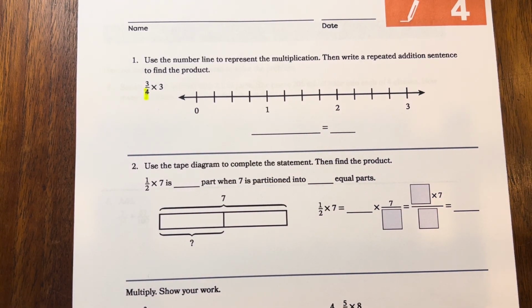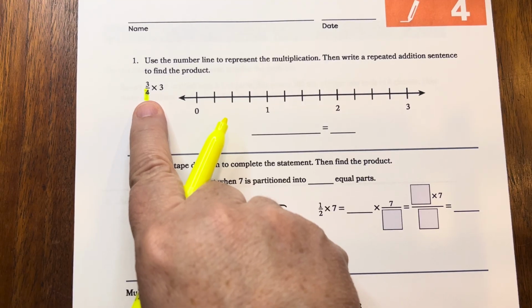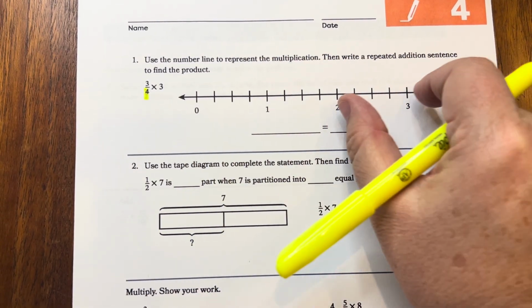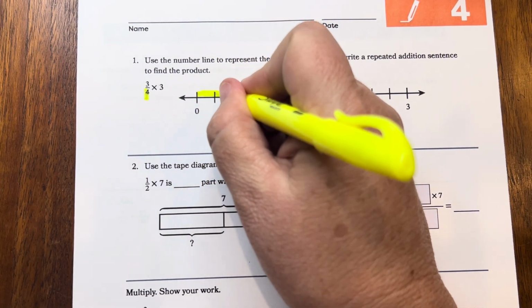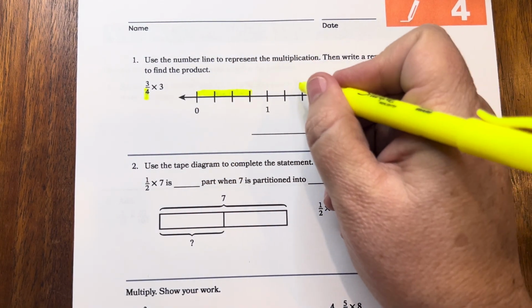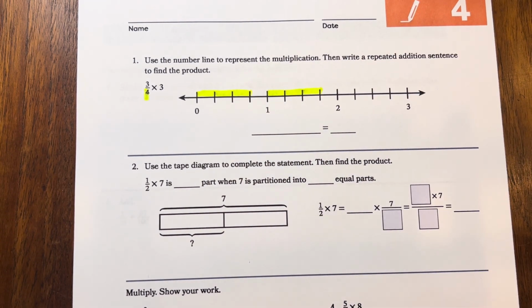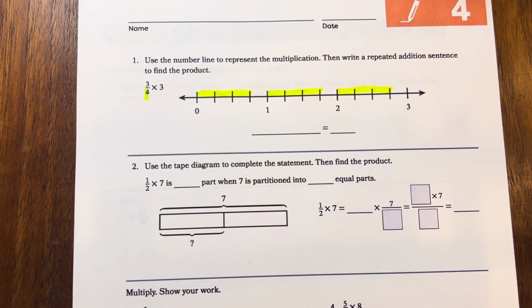Okay, so I've broken this into fourths. It wants me to find 3/4 times 3. So that means that for each of these pieces, I need to highlight 3/4. So we have 1, 2, 3/4 here. I go to my next section, 1, 2, 3/4 here. And my next one is 1, 2, 3/4 here. If you don't have a highlighter, you could just use a pencil.